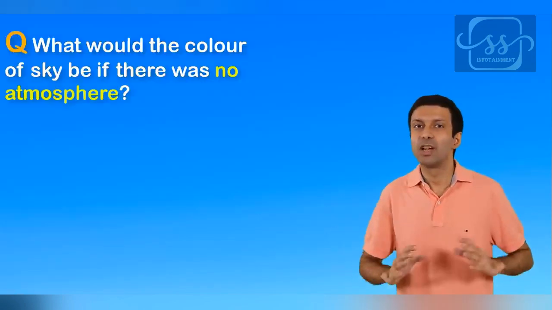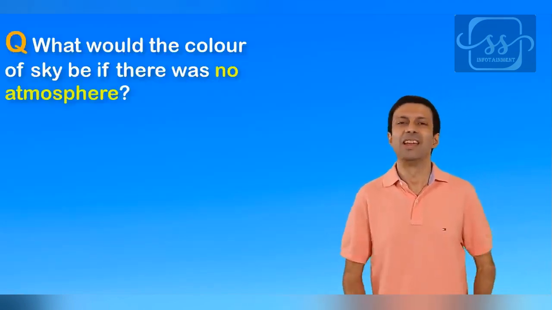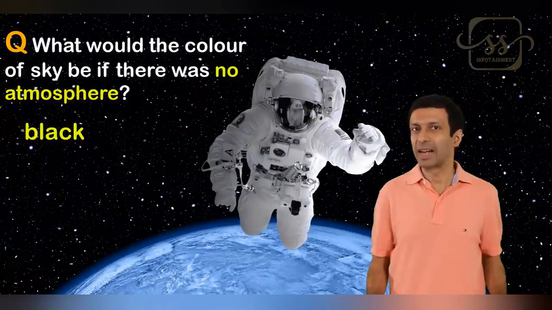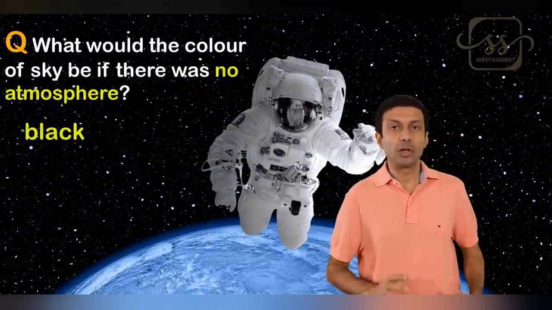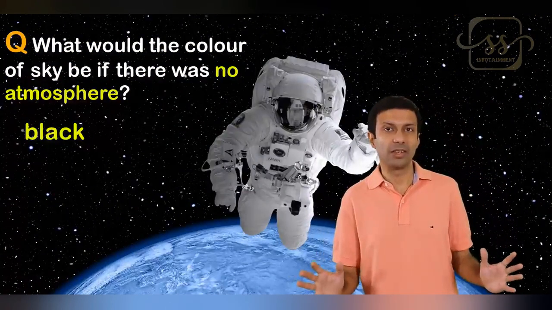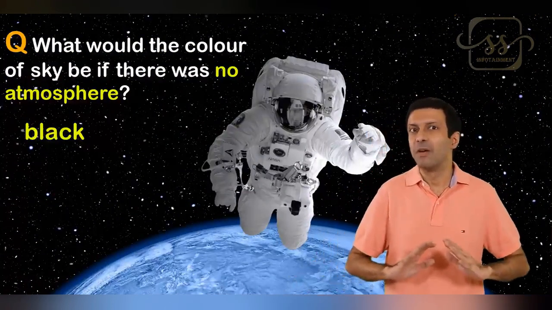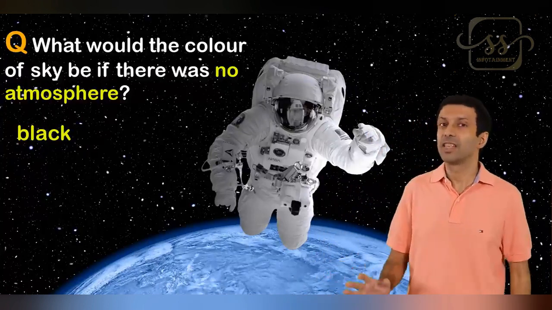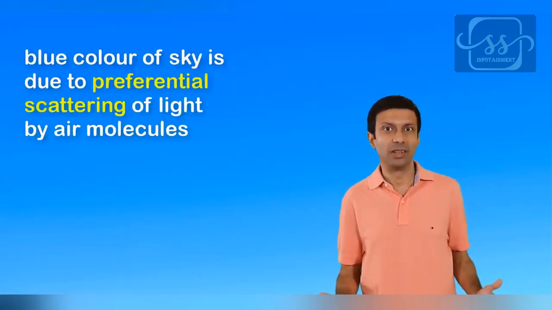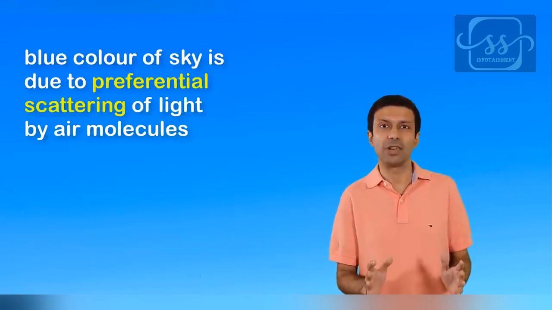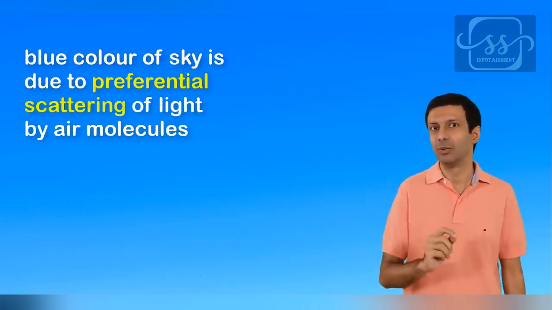What do you think the color of the sky would be if there was no atmosphere? That's right, black. Just like it appears to an astronaut. Because if there are no particles to scatter the light, the sky would appear black to us. The sun would still appear white. So the blue color of the sky is an optical illusion. It is due to the preferential scattering of light by the air molecules.